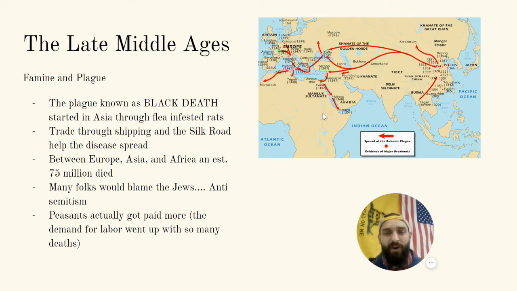Peasants were able to start earning wages for their work. Think about it. You are a lord or lady. Remember the feudal system? You've got kings and queens, lords and ladies, knights, peasants. The lords and ladies owned the land and tended the land. They would make the peasants work it. Well, you're a lord or lady, and you wake up one day and all of a sudden all your peasants are dead. They're dying from the Black Death.